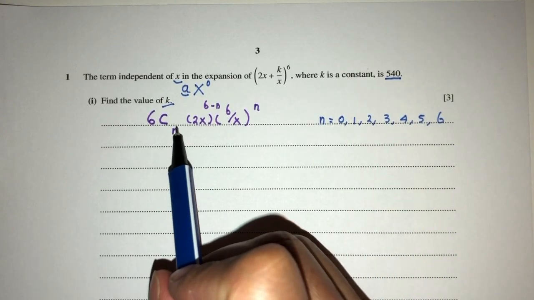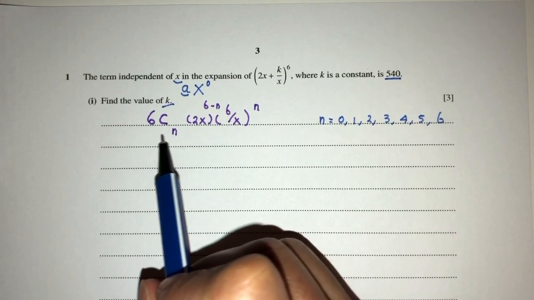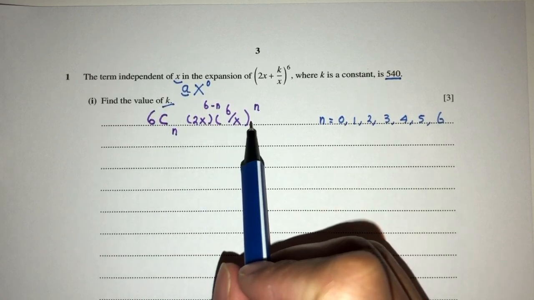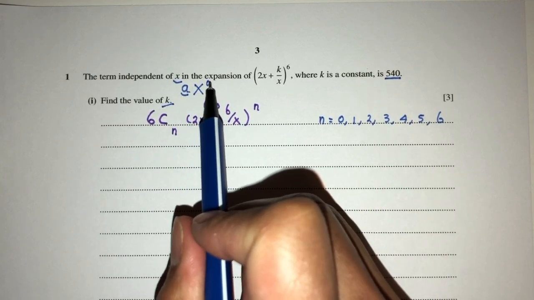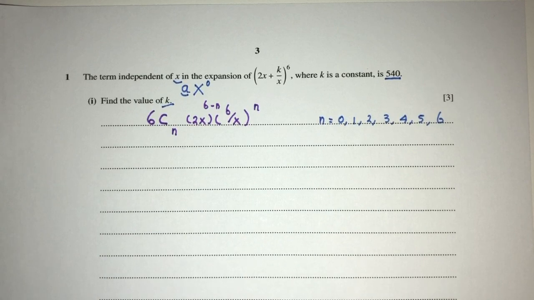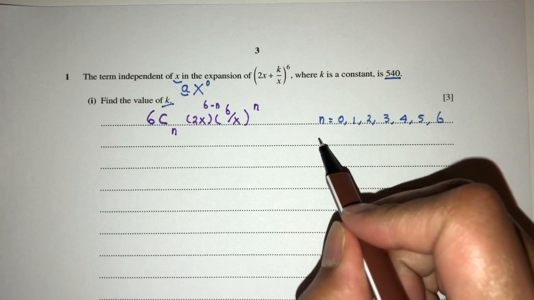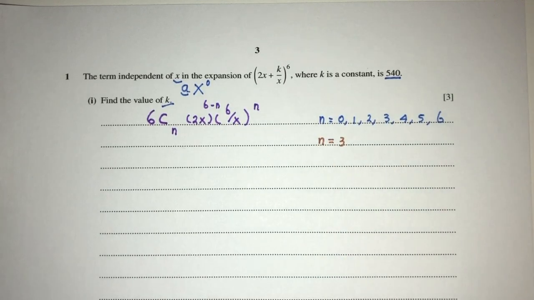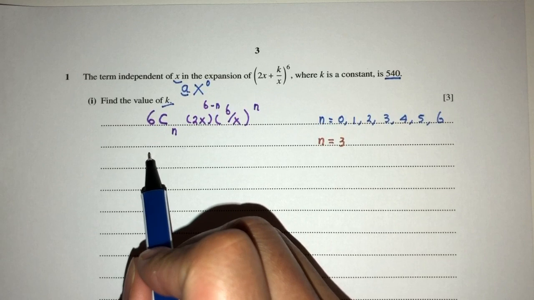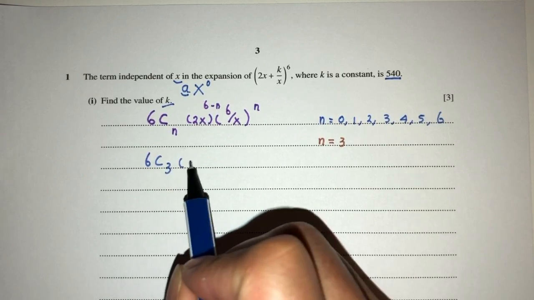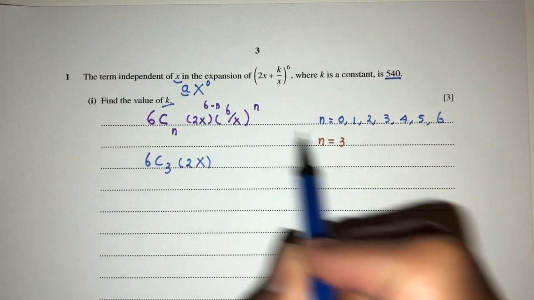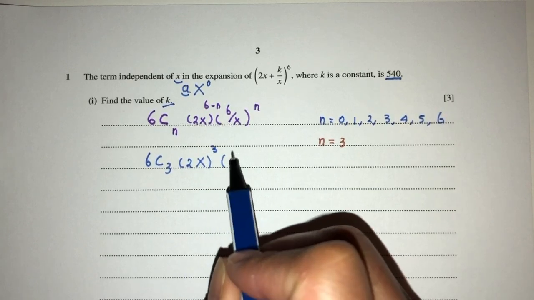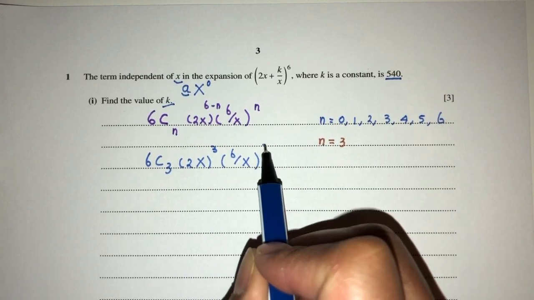Now, we have to choose n such that when you simplify this term, there will be x power 0, which means there will be no x in that term. So by trying or by observing, you can clearly see that you will have to choose the value of n to be 3. So let's try: you will have 6 choose 3, 2x to the power 6 minus 3, which is 3, and 6 over x to the power 3.